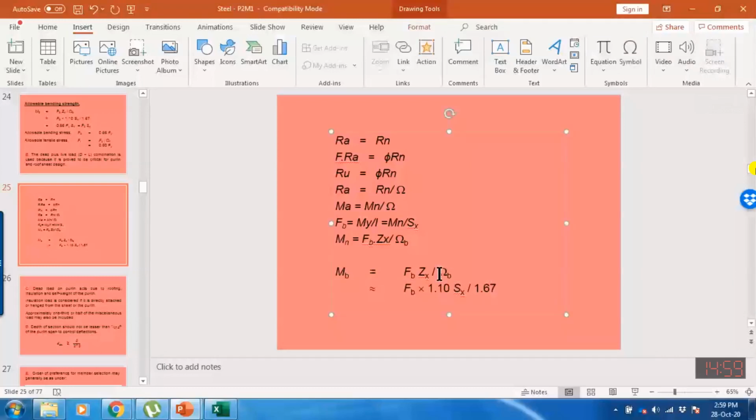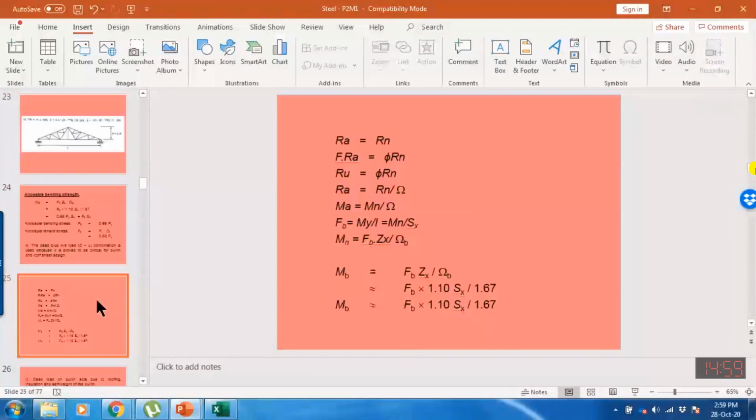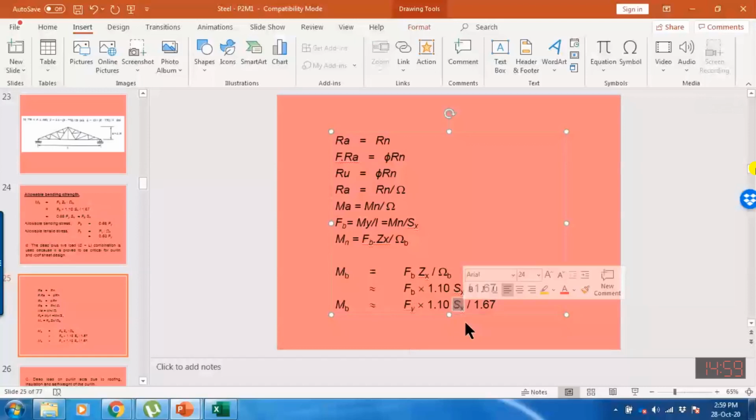So here we can say that Mb is the applied service bending moment, and Fb we can say that that is the Fy. If we know the material strength, and we know the applied bending moment, then the only unknown will be the section modulus. So if the section modulus is unknown, we can determine the minimum section modulus required.